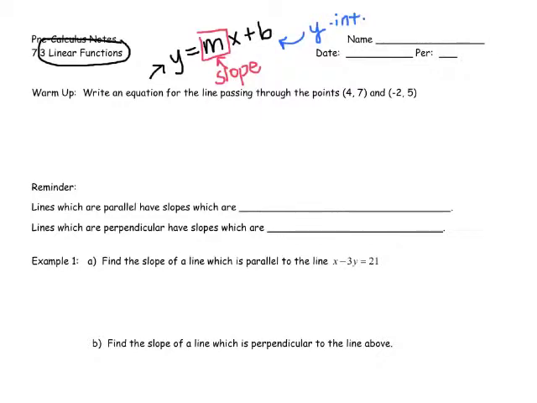So, as a warm-up, you should be able to write the equation of a line passing through the points (4, 7) and (-2, 5). So hopefully this is a review of your Algebra 1 and Geometry and even Algebra 2. So first, if you want to write the equation, you're going to need to know what the slope is. So again, that's rise over run, and then we'll also have to know what the y-intercept is. But we'll do the slope first.